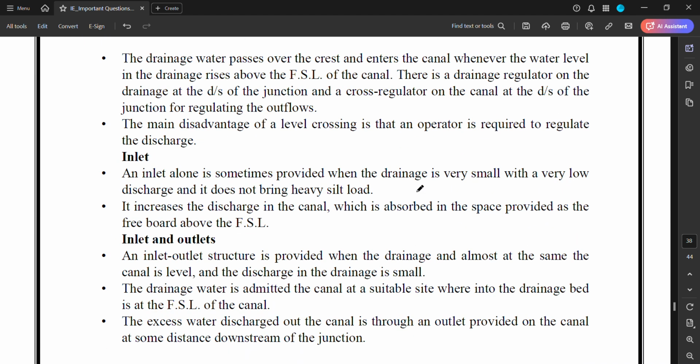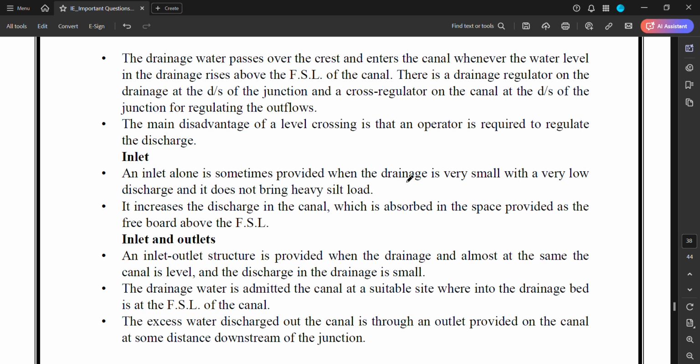The drainage water passes over the crest and enters the canal whenever the water level in the drainage rises above the full supply level of the canal. There is a drainage regulator on the drainage at the downstream side of the junction and a cross regulator on the canal at the downstream side of the junction for regulating the outflows. The main disadvantage of the level crossing is that an operator is required to regulate the discharge.